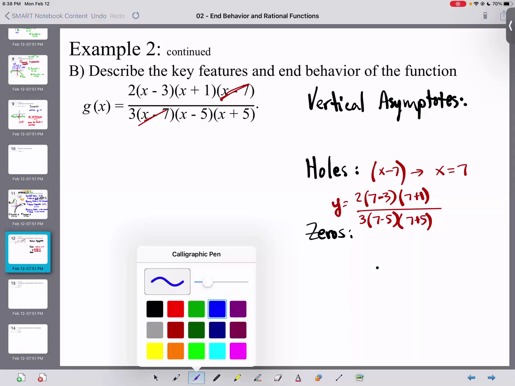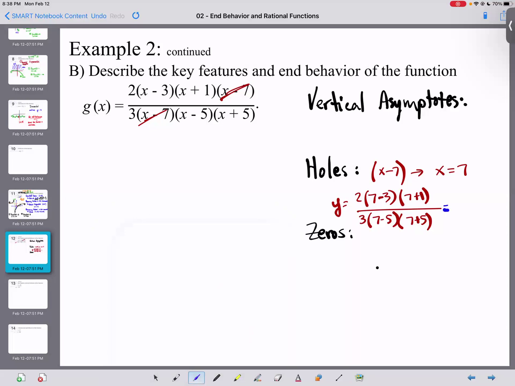Let's simplify that. In the numerator, I have 7 minus 3, which is 4. So 2 times 4 is 8, times another 8 is going to be 64, divided by, in the denominator, 3 times 2 times 12. So 3 times 2 is 6, times 12 is 72.